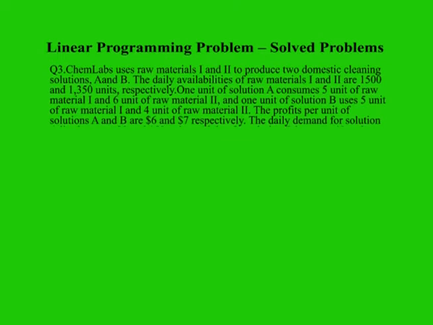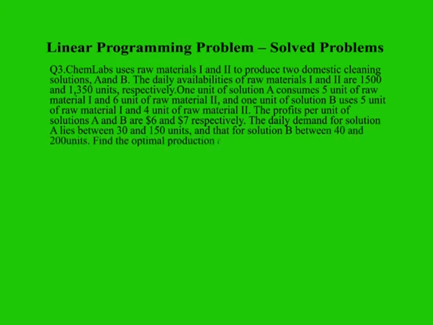The daily demand for solution A lies between 30 and 150 units, and that of solution B lies between 40 and 200 units. Find the optimal production amounts of A and B. This is the first question. Second question, how much is the slack associated with the raw materials?